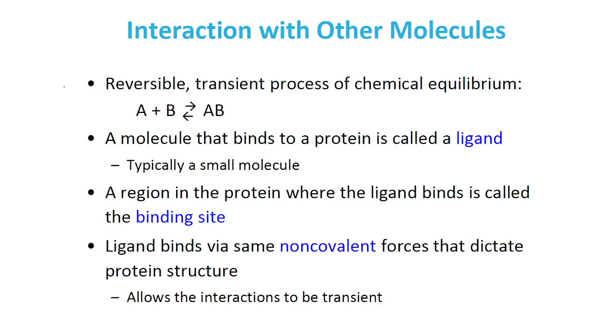Now coming to the interaction with other molecules, that is the reversible, or transient process of chemical equilibrium. So there is an equilibrium between, say, you have a protein, then you have a ligand, say molecule A, molecule B, which remains in equilibrium with your protein-ligand, or the entire complex. Now the molecule that binds to the protein is called a ligand, which is typically a small molecule, not always a small molecule though, but can also be another protein or nucleic acids and all.